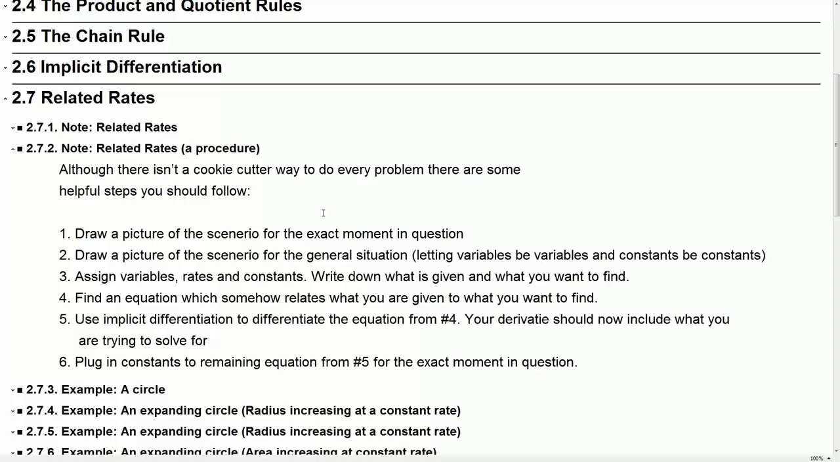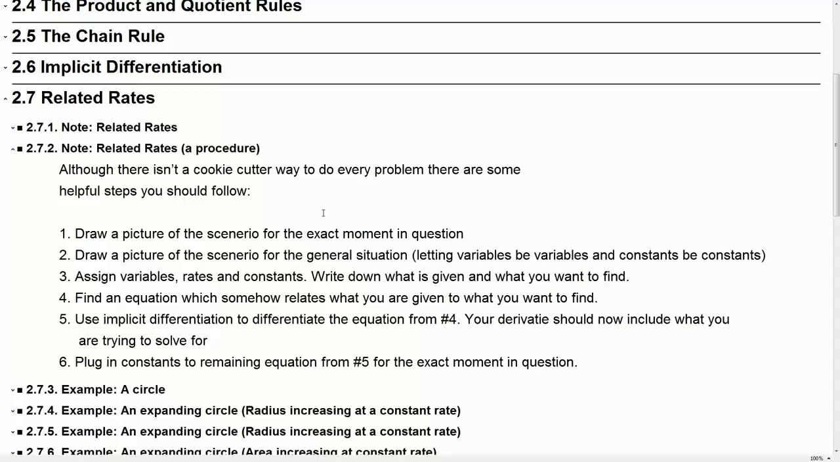So the first thing we want to do is draw a picture of the scenario that we're looking at for the exact moment in question. And then the second one, we're going to draw another picture, but it's going to be slightly different than our first one because it's what we'll call our general picture. And then our third thing is to assign variables, rates, and constants into our pictures. We want to write down everything we're given, and we actually want to write down what it is we're trying to find. Then the fourth step will be finding an equation that relates the variables together.